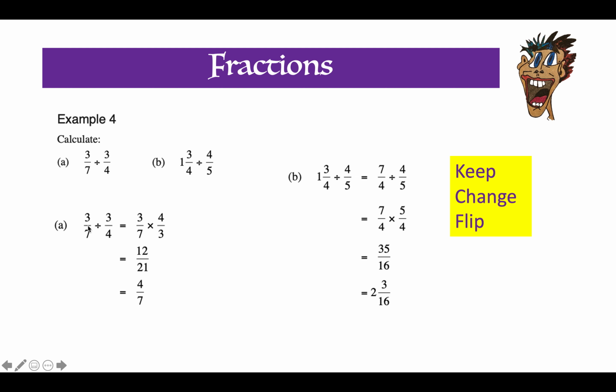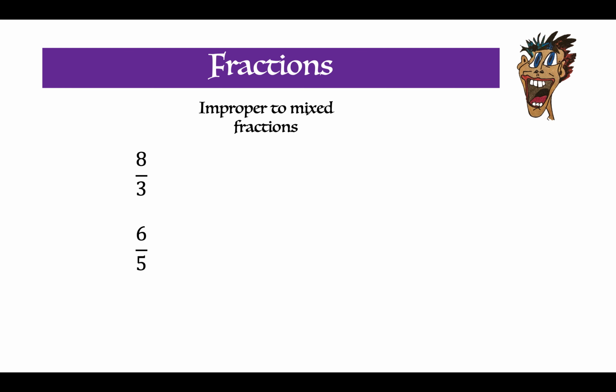You keep the first fraction, but then you change the symbol to a times and you flip the second fraction over, and then you're going back to how we'd previously done with timesing. 3 fours are 12, 7 threes are 21. Can you simplify? Well, you can see that 3 is in the top, 3 is in the bottom. So yes, you can divide top and bottom by 3 and you get 4/7. You could have cancelled that way. But I think we need to look at equivalent fractions, okay, and improper.